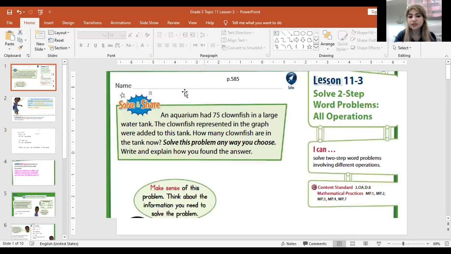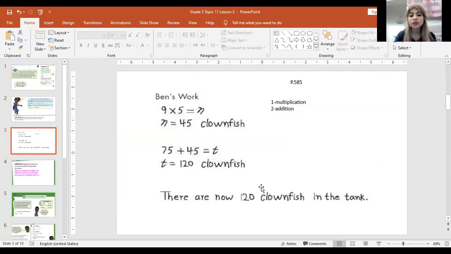Then after I get the 45, I will add it to the 75 clownfish that I already have in the large water tank. Let's call it T, X, N, Z, anything I want. It will be 120 clownfish. Of course, we cannot call it N because I have to change the unknown symbol if I want to do it in the same problem. So there are now 120 clownfish in the tank.